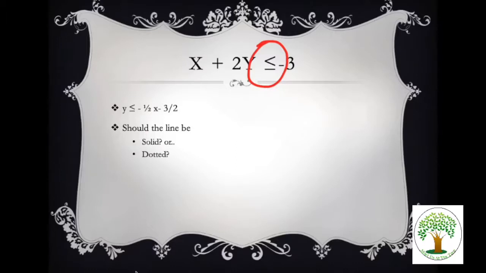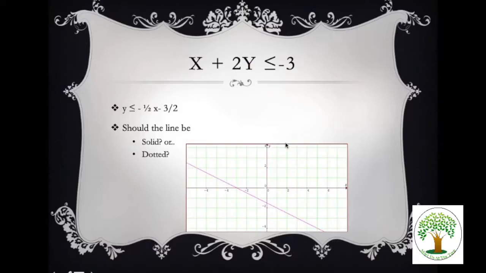So when I graph this, I put a little note up there that says it's solid because it has the equals. All right, so here's my 3.5. My y-intercept was the 3.5 right there. That's down negative, by the way. Negative 1.5, 3 halves, I mean. Then we're going to go up 1 and over 1, 2.